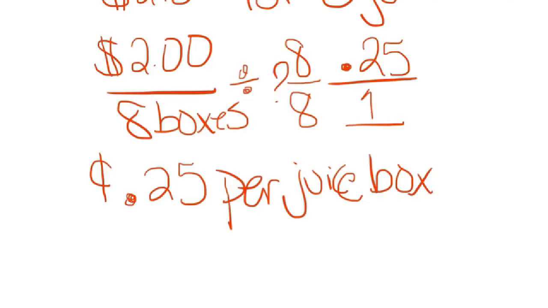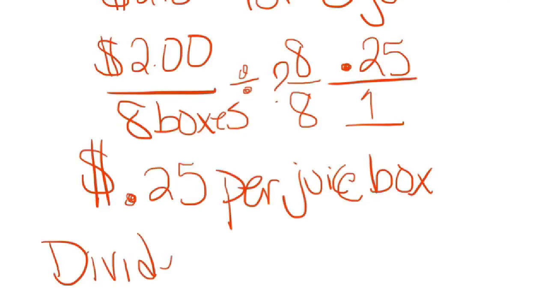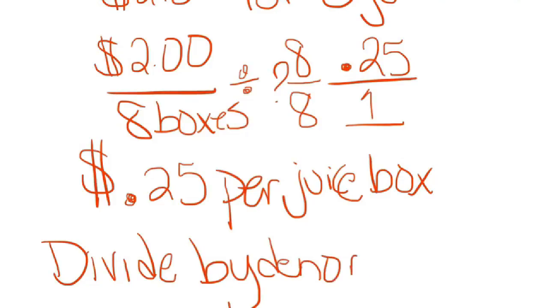Actually, I want to change that sign. Make that a dollar sign. Okay, that's 25 cents per juice box. Okay, so whenever you are trying to find a unit rate, you want to divide by the denominator. When will this be used?